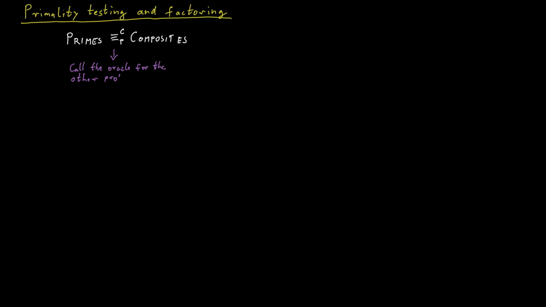The problems PRIMES and COMPOSITES are polynomial time equivalent under Cook reductions. This is because to decide one of these problems, we can simply call an oracle for the other one and then negate the output. Also, clearly, COMPOSITES reduces to FACTOR in a polynomial time Karp reduction.